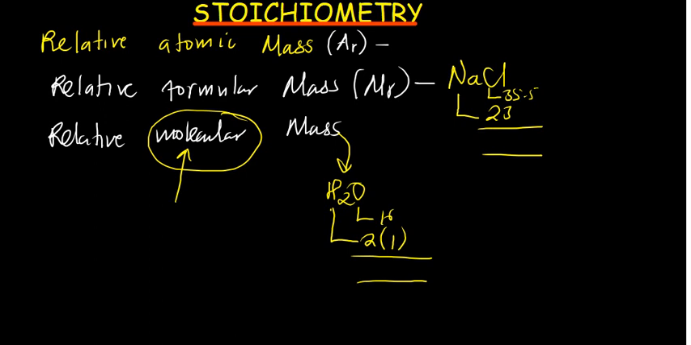But when you get to add the masses in sodium chloride, that will be relative formula mass. Why? Because we're talking about an ionic compound. So basically the same thing. Relative molecular mass is the total relative atomic masses in a molecule, and relative formula mass is the total relative atomic masses in an ionic compound.